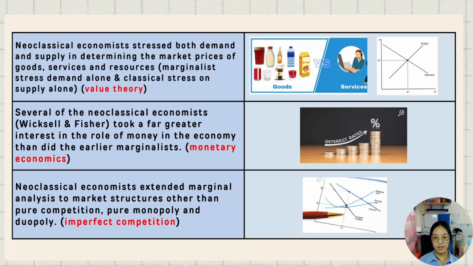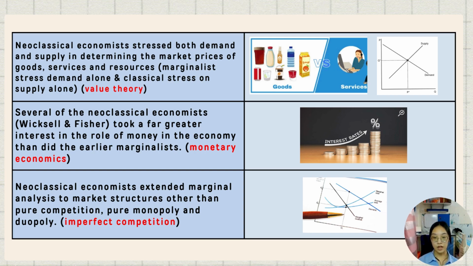For the differences between the earlier marginalist and later neoclassical economics, first is value theory, in which neoclassical economics stress both demand and supply in determining the market prices of goods, services and resources, while the marginalist stress demand alone and classical stress supply alone. The second one is monetary economics, in which several of the neoclassical economists such as Wicksell and Fisher took a far greater interest in the role of money in the economy than the earlier marginalists.